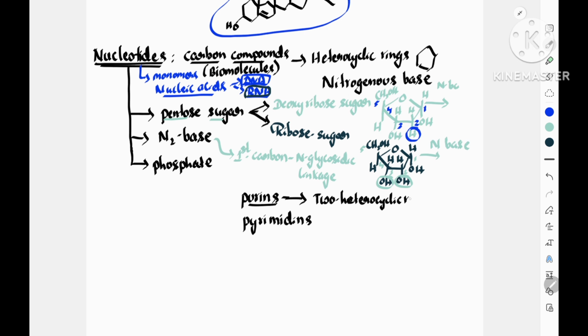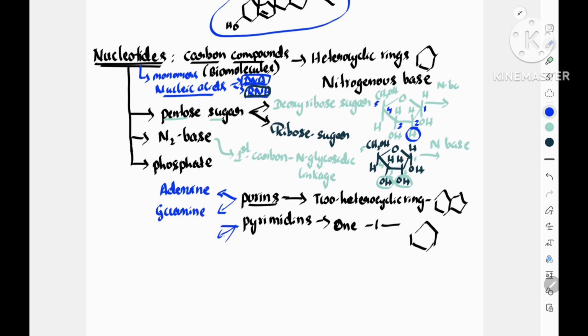So two heterocyclic ring containing nitrogenous bases are called purines. So the structure goes like this. There is presence of two heterocyclic rings. And pyrimidines have only one heterocyclic ring in them. And the purines are of two types. They are adenine and guanine.